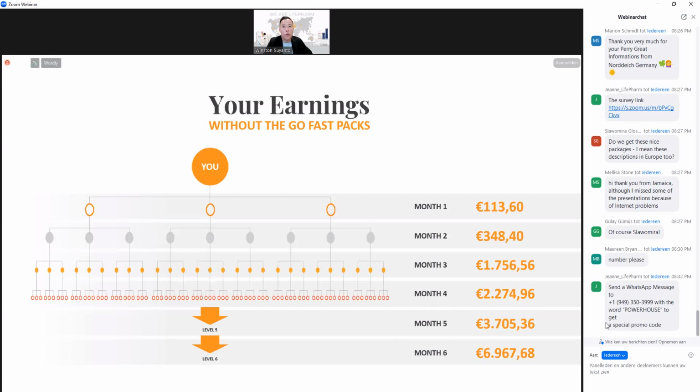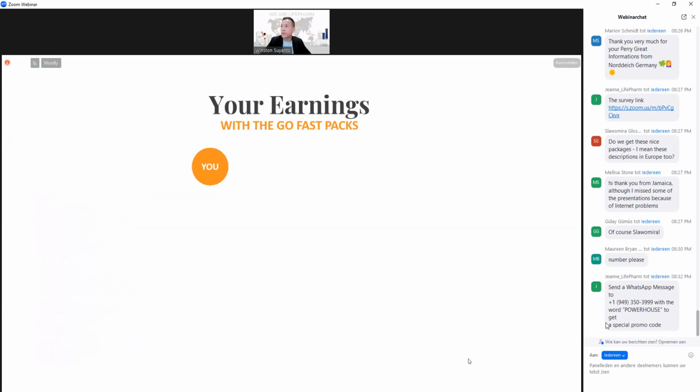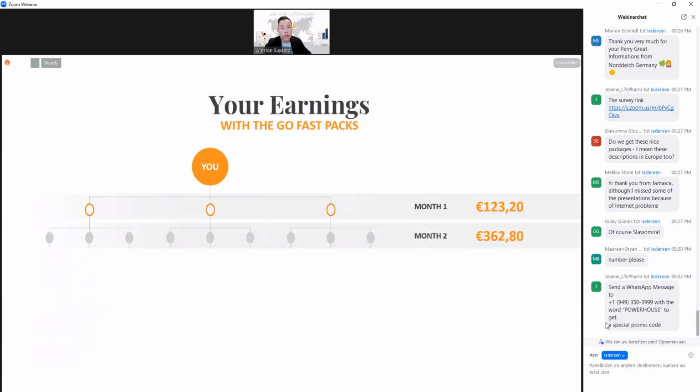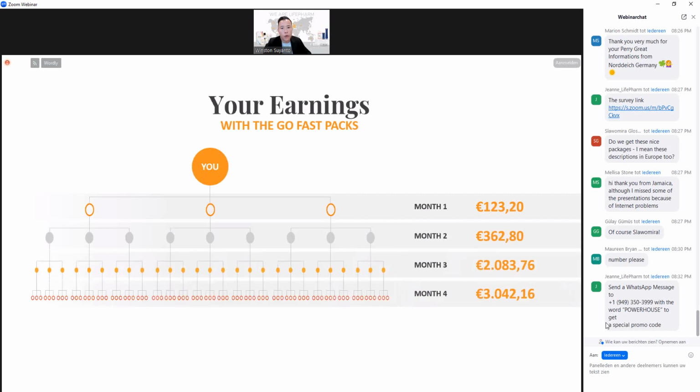Now, what happens if I enroll with my Go Fast Pack? Now, with the Go Fast Pack, you automatically see that in the first month, instead of making 113 euros, you're making 123 euros. And if you teach your three people to also make 123 euros, you're making 362 euros. And when I go all the way down to month 6, instead of making 6,900 euros a month, you're making 24,000 euros a month. So that's a 161% increase in your income for doing the same thing in your business.